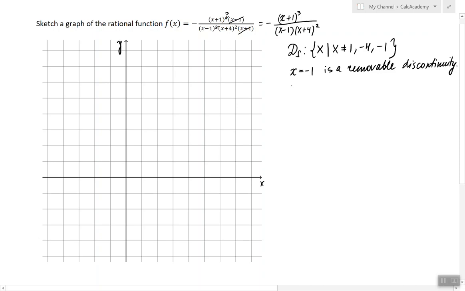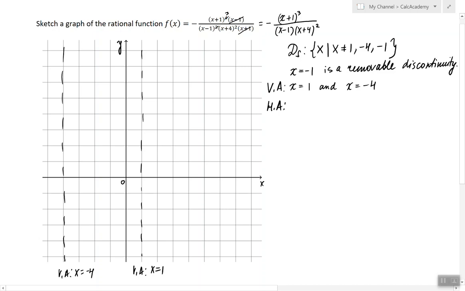This also means that at 1 and -4 we have 2 vertical asymptotes. So we can graph those already. So this is the vertical asymptote x equals 1. This is the vertical asymptote x equals -4. So the next step is to figure out the horizontal or slant asymptote.